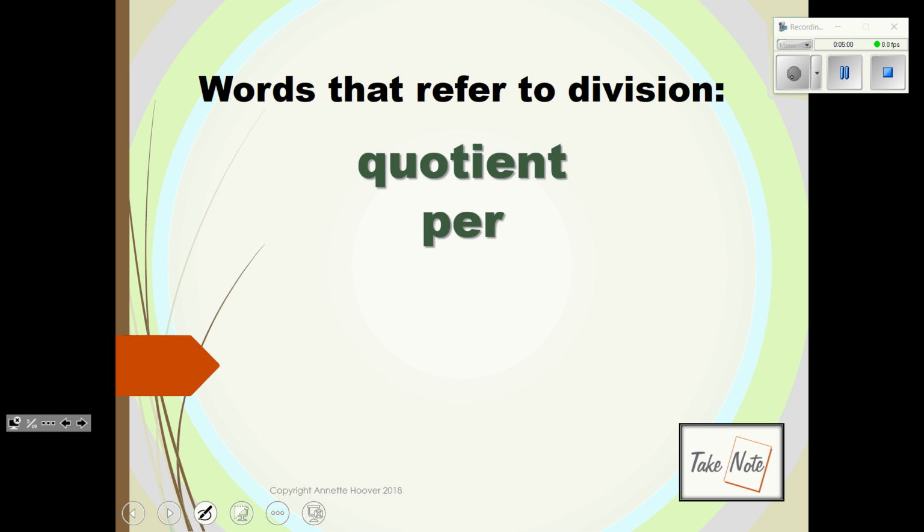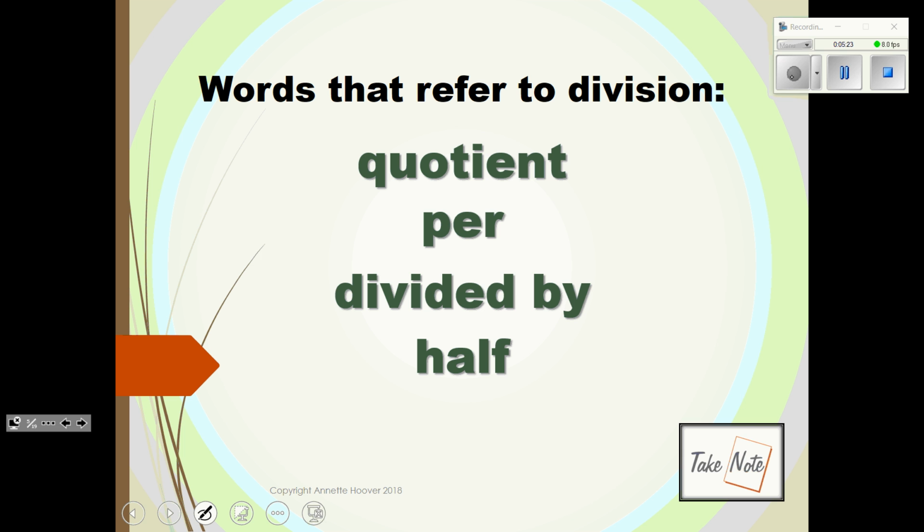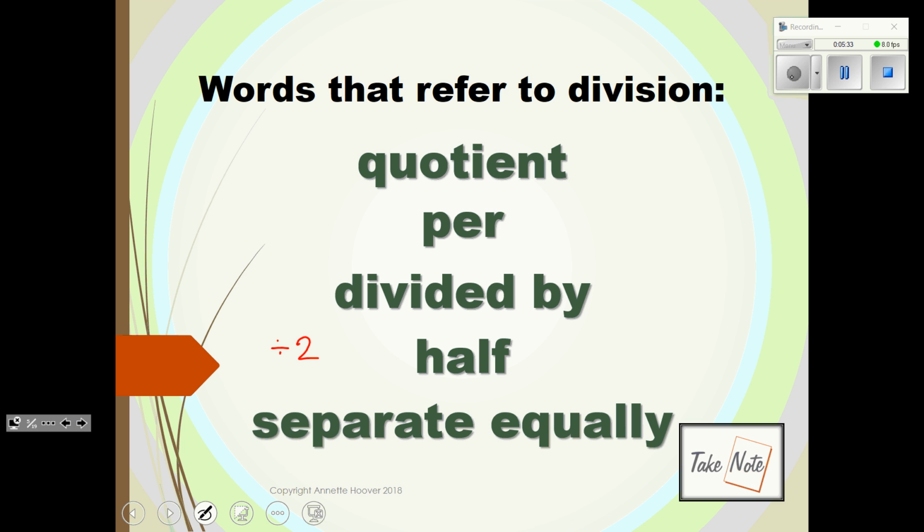If I said that a dozen eggs is $2 per dozen, that means they're $2 for 12. So we would take 2 and divide by 12 to find the cost of one egg. Divided by is pretty obvious. If it uses the phrase divided by, you're going to divide. Half means that you're specifically going to divide by 2. Separate equally is another phrase that lets you know you're going to take the number and divide.